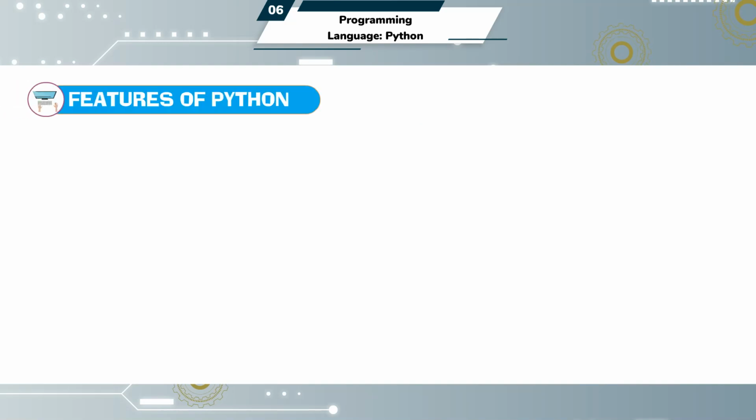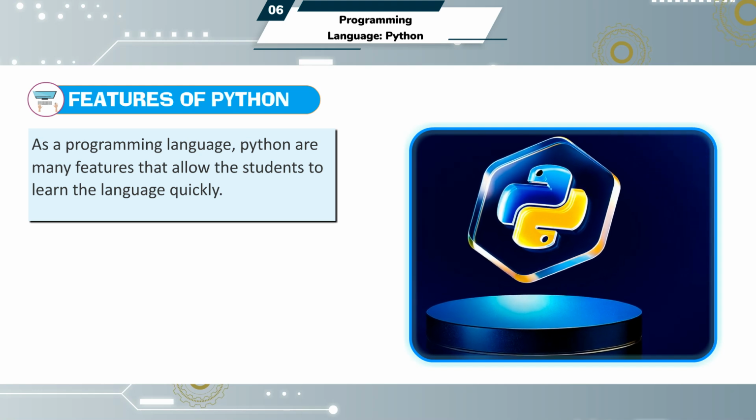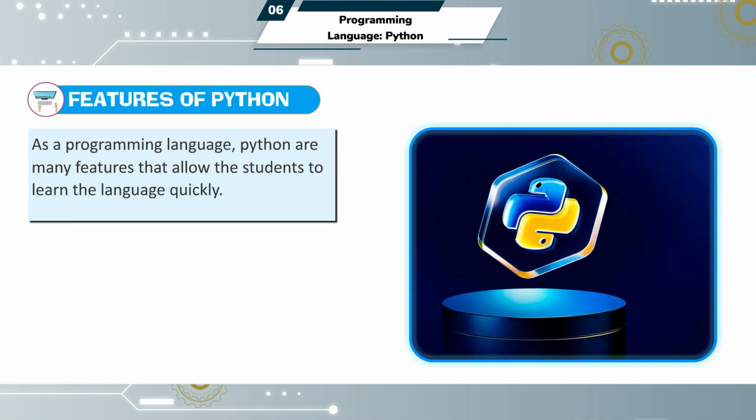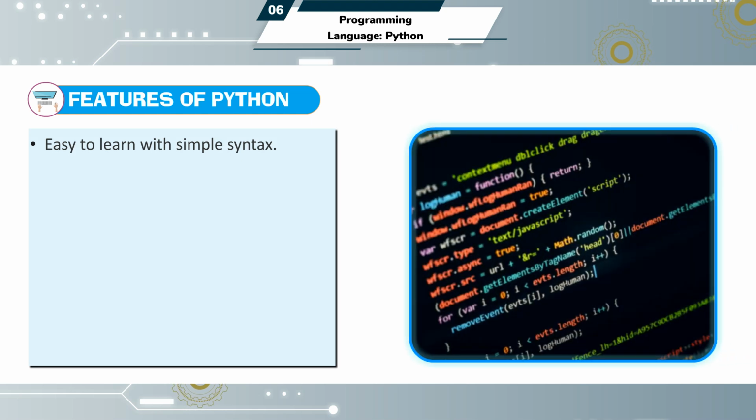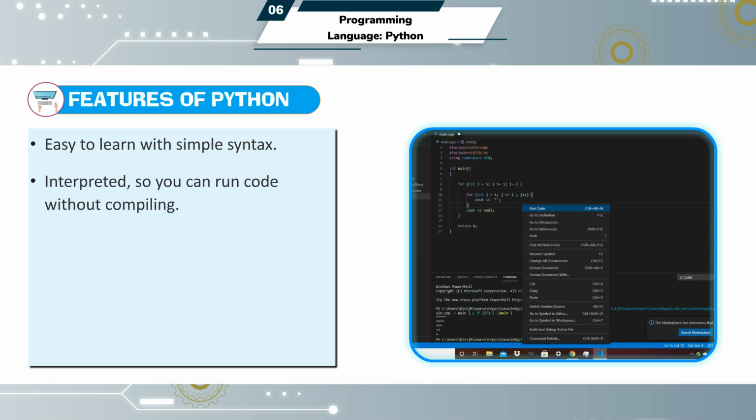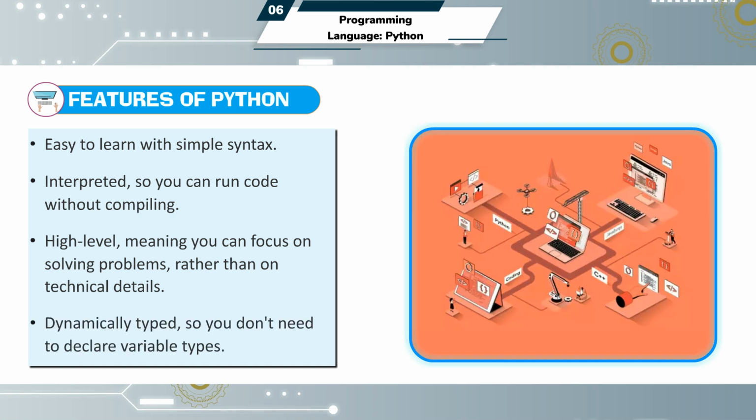Features of Python. As a programming language, Python has many features that allow students to learn the language quickly. Easy to learn with simple syntax. Interpreted, so you can run code without compiling. High level, meaning you can focus on solving problems rather than on technical details. Dynamically typed, so you don't need to declare variable types.